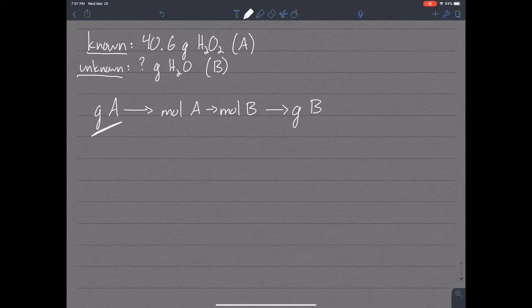Okay, again, using molar mass. Each arrow here is a conversion factor, by the way. Each of these 3 arrows is a conversion factor. So using the molar mass here, we can go from grams to moles. Okay, then we're in moles of A. But we're still trying to get to grams of B. So our next step is going to be to get into moles of B using this conversion factor, which is molar ratio.